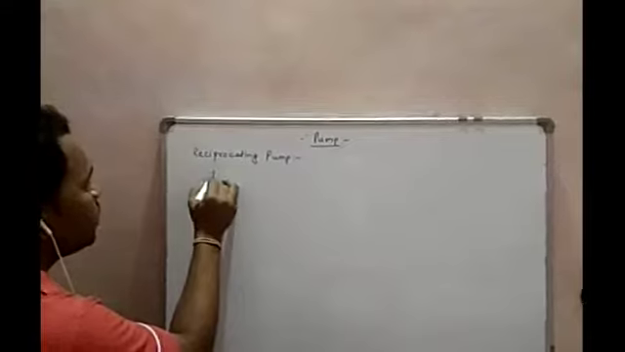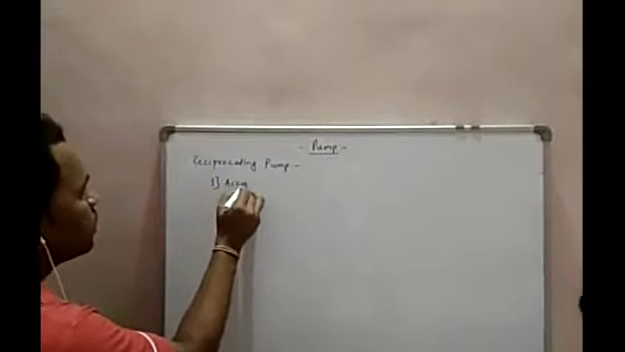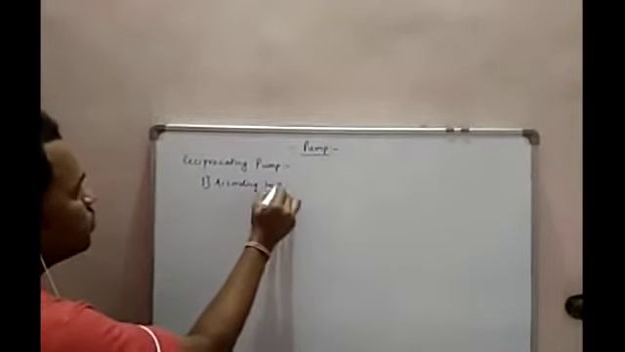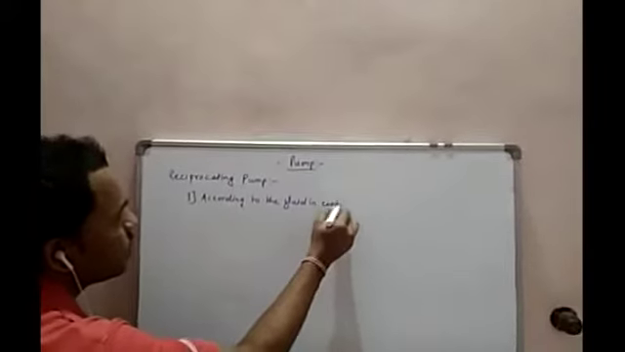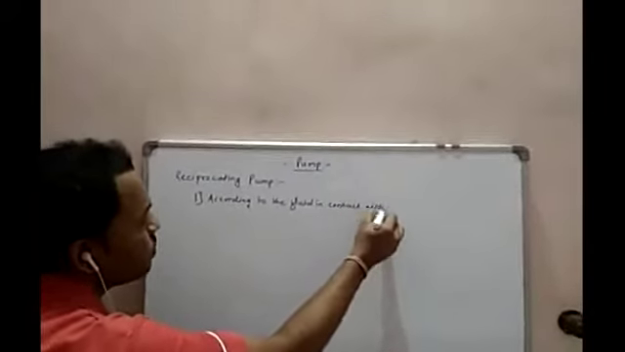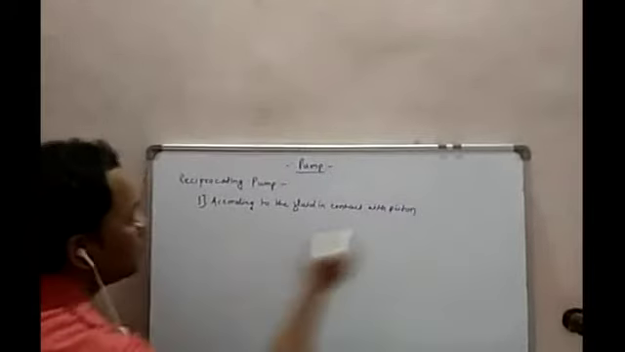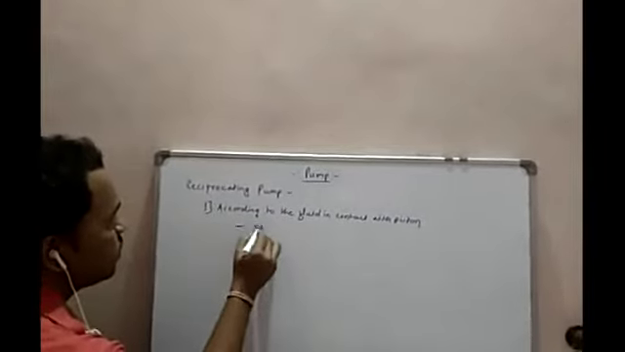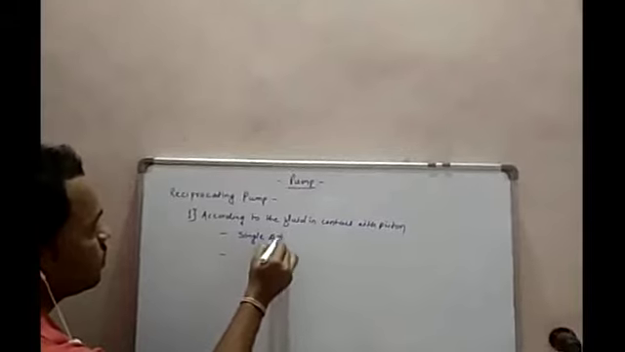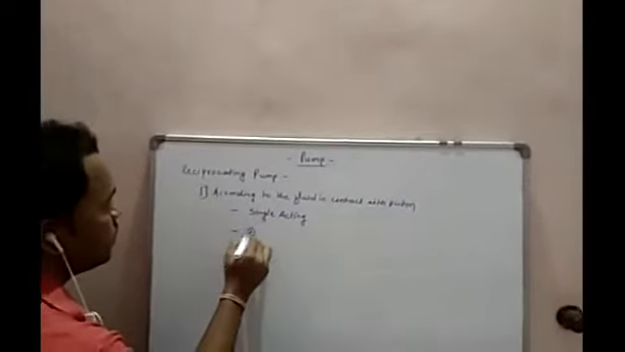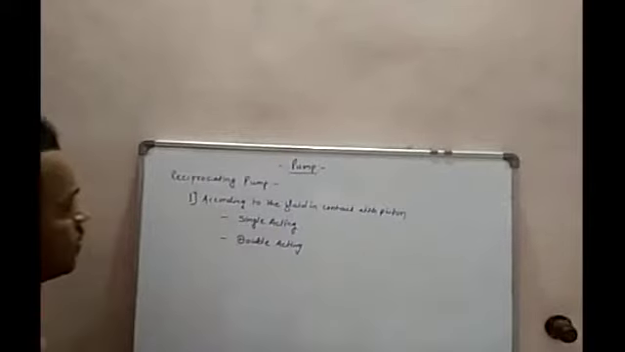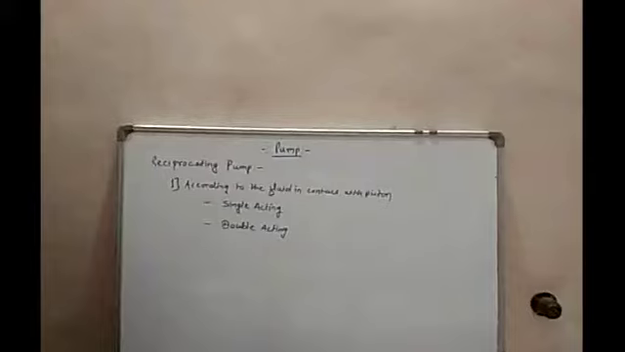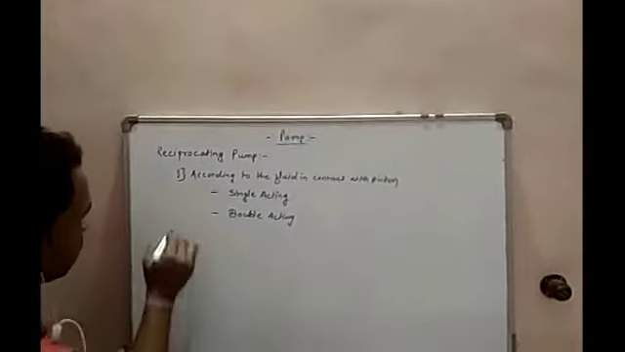There are two basic types. One is according to the fluid in contact with piston. There are two types: one is the single acting, and second one is the double acting. So in case of single acting, the fluid is in contact only on one side of piston. In double acting, fluid will be in contact on both sides of the piston.